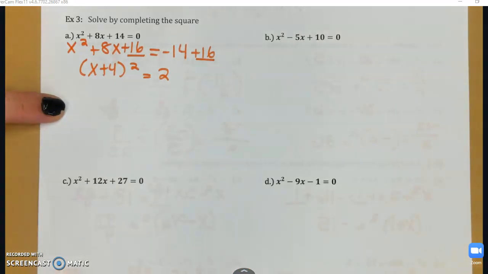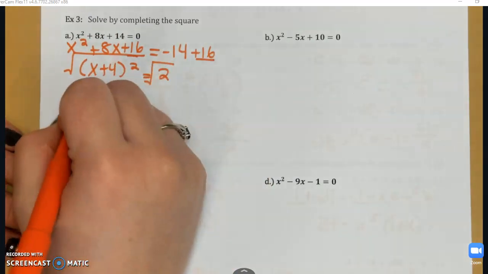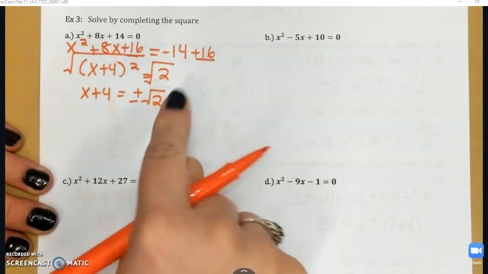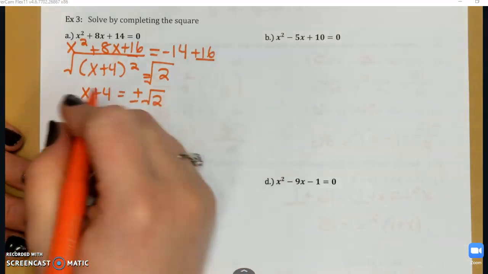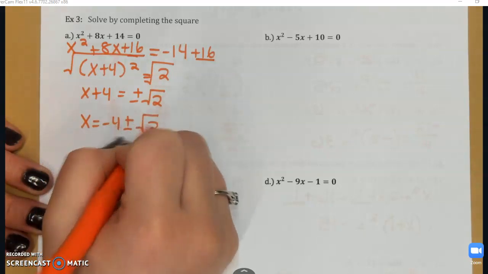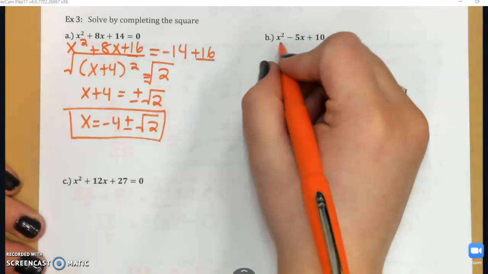So again, steps we've already done. Where we get those last two steps that are new, we're just going to take the square root of both sides. So x plus 4 is the plus or negative square root of 2. I cannot simplify that further, so I'm just going to bring the 4 over to get x alone. And so negative 4 plus the square root of 2 or negative 4 minus the square root of 2 are my two solutions.